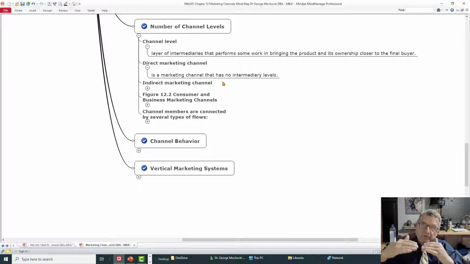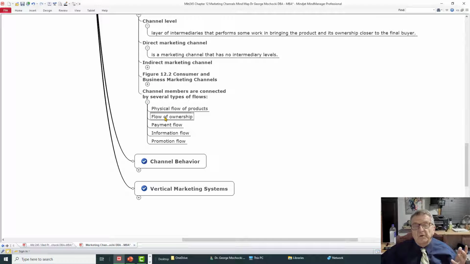Remember, every time you get rid of the middleman or middle person, there's a cost, because that person or business or operation is adding value that I don't have to provide because they do it better than I do. Here's a graph, and channel members are connected by several types of flows: physical flow, flow of ownership, payment flow, information flow, and promotional flow.